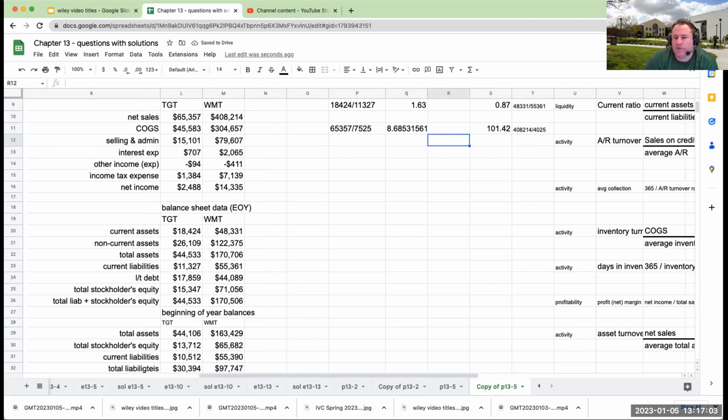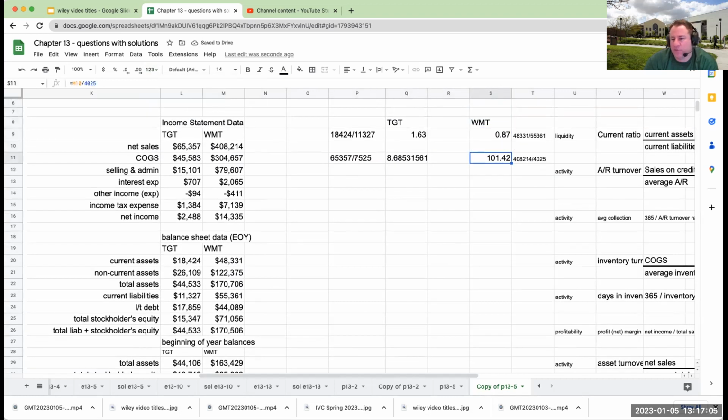Okay, so what does this mean over here? So my AR is turning over 8 times per year, whereas at Walmart it's 101. Now this ratio is meaningless to these companies because they don't have a significant amount of AR outstanding. The average collection period, I'm going to take 365 divided by what I just computed above.